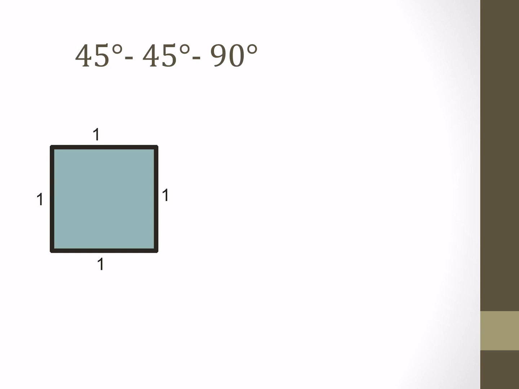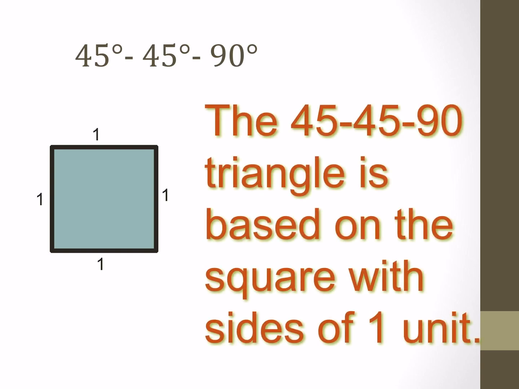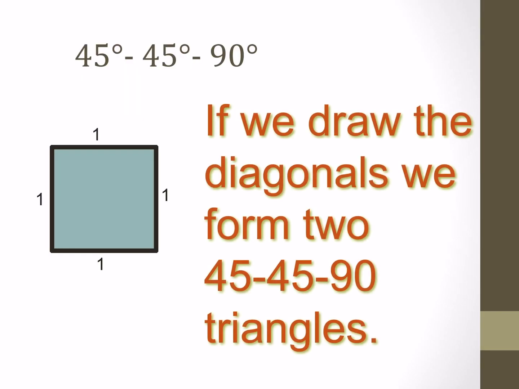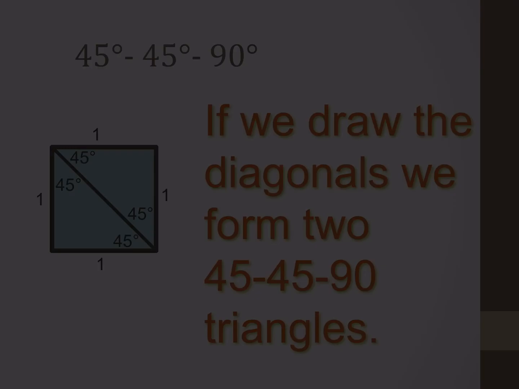This is the basis of how they come up with the 45, 45, 90 degree triangle. You're looking at a square with 1 inch units all around it. So if we take that 1 inch and we put a diagonal line through it, we can see that it forms two triangles. And it forms two 45, 45, 90 triangles because in a square the angles are right angles, and cutting one in half makes each angle 45 degrees.